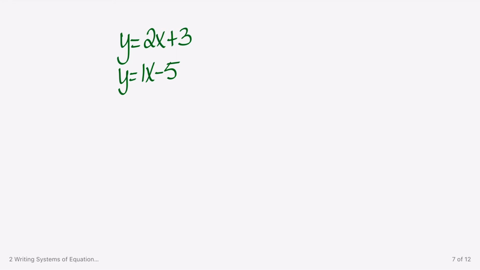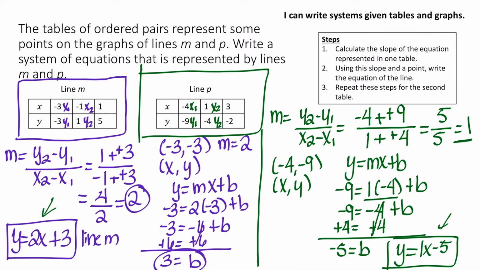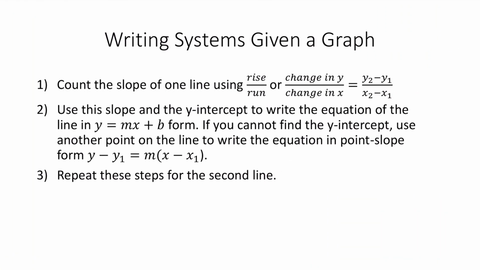So that is my system of equations that is represented by this table. So notice that each line has to be written individually in order to write the system of equations. So what if we're writing systems given a graph? So once again, we're going to use the same idea we did when we're writing just one equation.